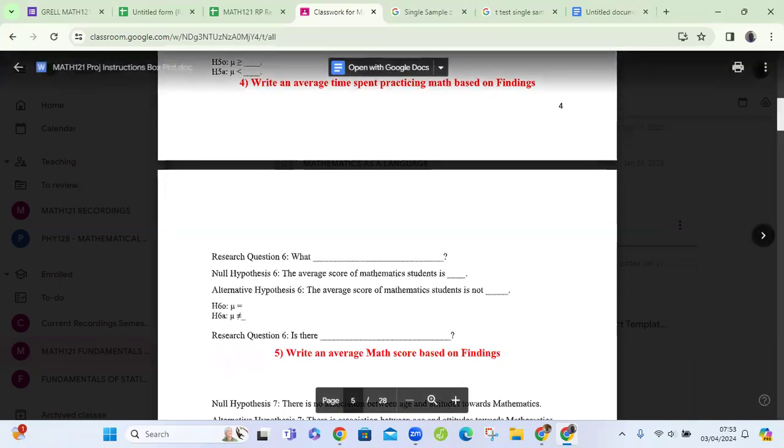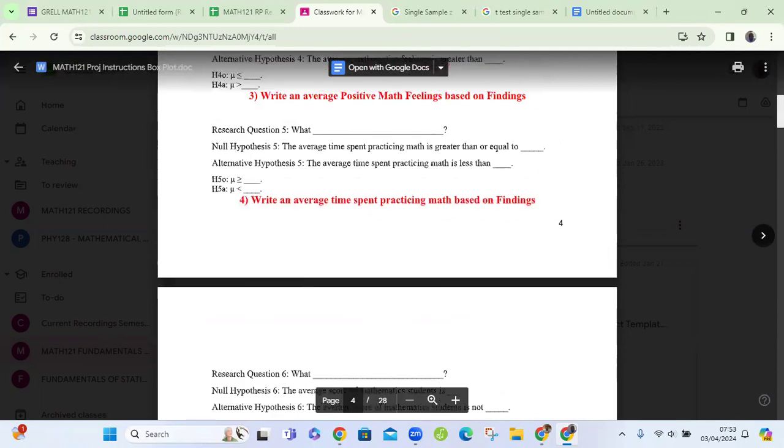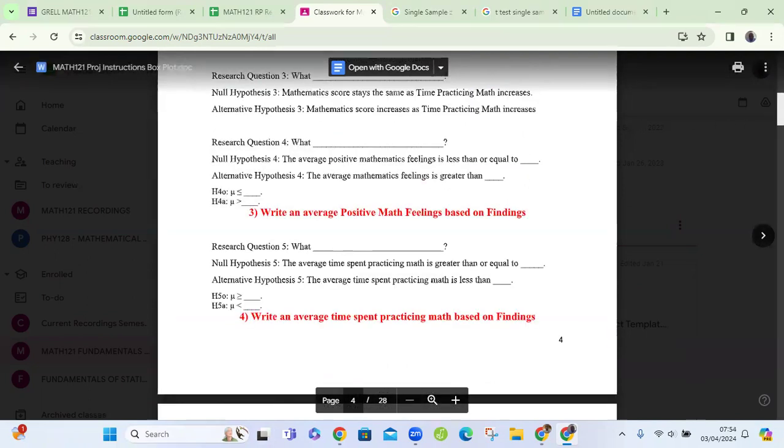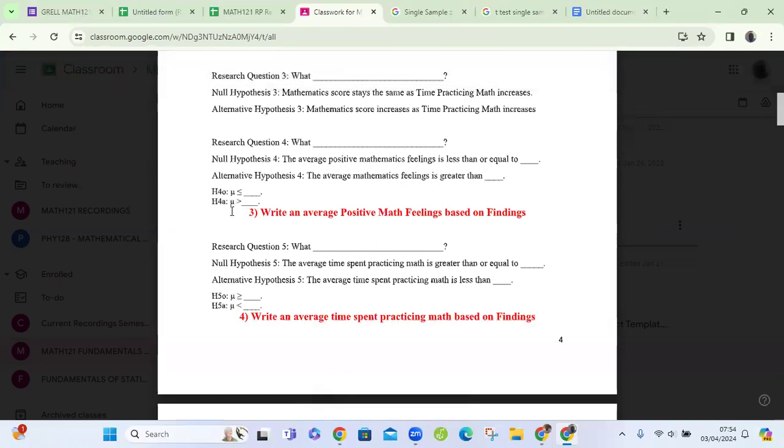You notice that I'm focusing on the alternative because the trend is that you can keep the null to be equal for all 3. Okay, all 3 tails: right tail, left tail, and 2 tail. You can keep the null equal, so you don't have to write less than or equal to. You can just write equal all the way for the null. So we'll start off with the positive math feelings where the alternative is saying that the mean is greater than a certain hypothesized mean.